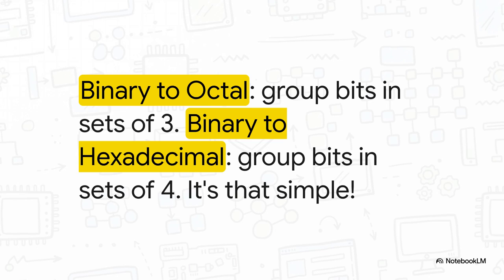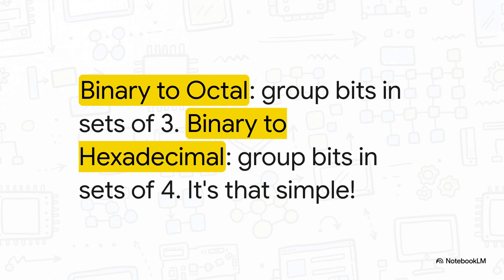The whole reason we use octal and hexadecimal is because they convert from binary so easily. Because 8 and 16 are both powers of 2, you don't have to do any complex math. You just group the binary digits, or bits. To turn binary into octal, you bundle the bits in groups of 3.